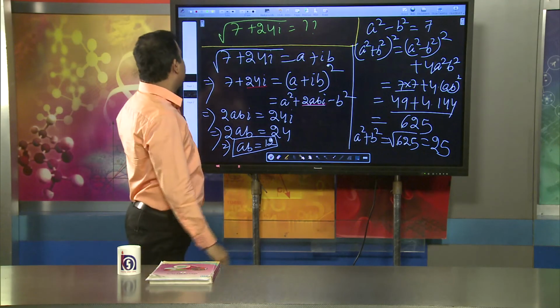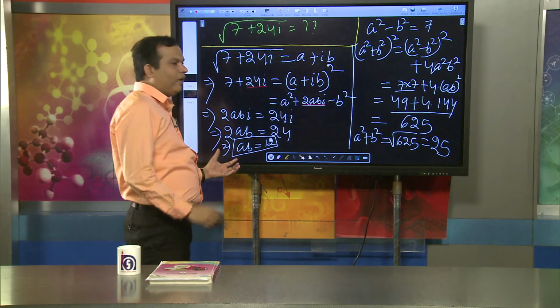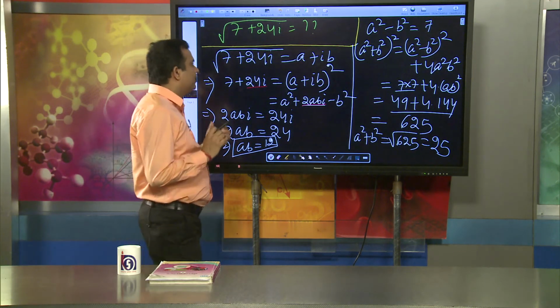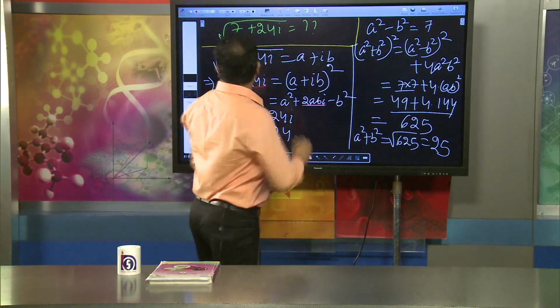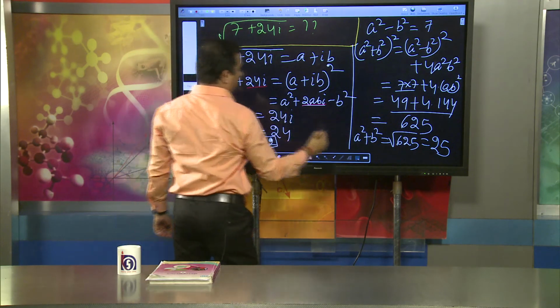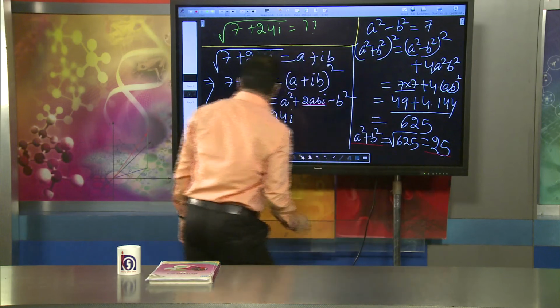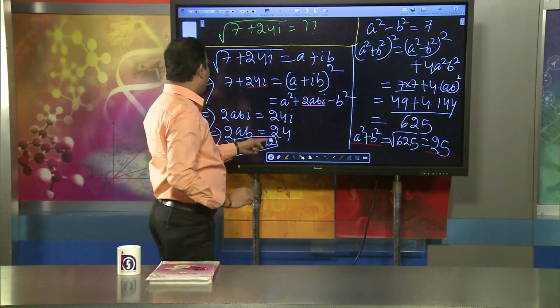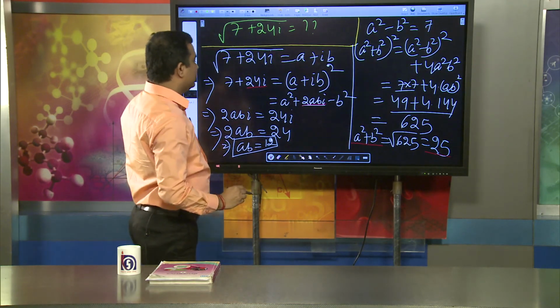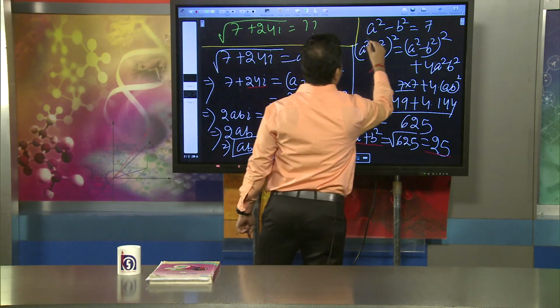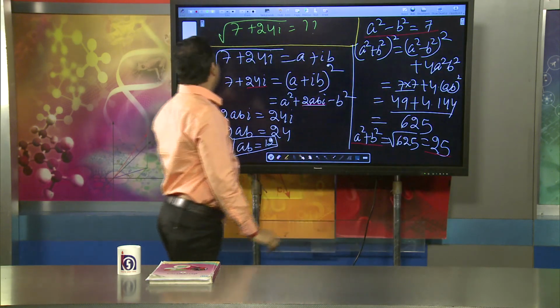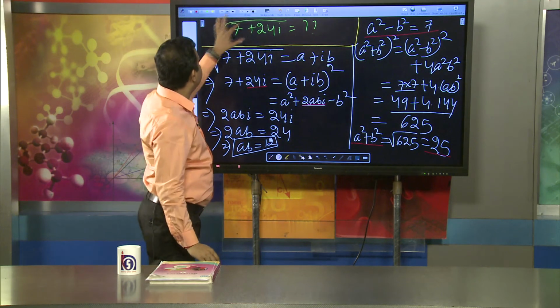Okay. So dear learners, here you will find very important things. Simply, I can say a square minus b square we have to find as 25, and the value of ab equal to 12, or we can say a square minus b square we have to find as 7. This is the important thing.